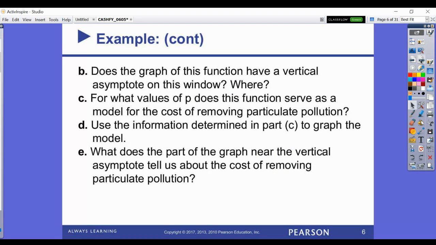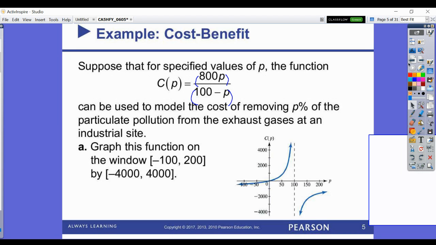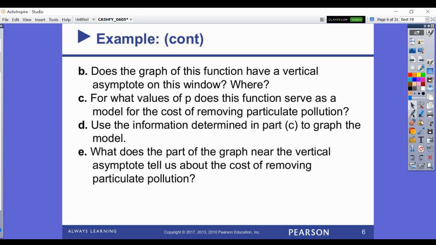Does the graph have a vertical asymptote in this window? Yes. This one is dashed. You wouldn't see this on your calculator, but you can see it here, and it is 100. You can also look at the equation up here on the bottom. What value would make this 0 would be 100. So we do have a vertical asymptote at 100. And since it's vertical, it's x equals 100 is the vertical asymptote. That's how I would write that if I was doing my homework. Vertical asymptote is at x equals 100.